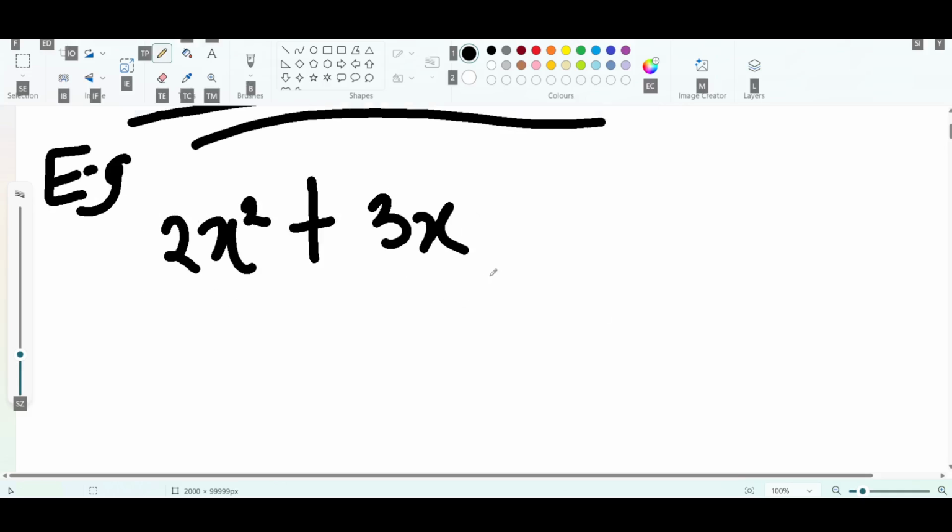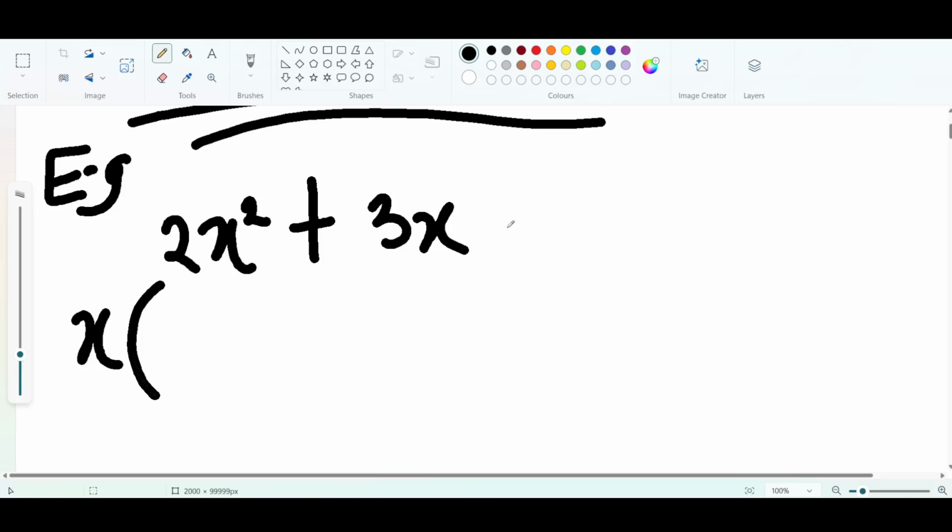Now, given this example, what we see here is that what is common? X is raised to power 2 here, and x is raised to power 1 here. The one with the lowest power out of the two, if we have similar, identical x, the one with the lowest power is the factor. So that's the one that will now come out of the brackets. That is the common thing between them.